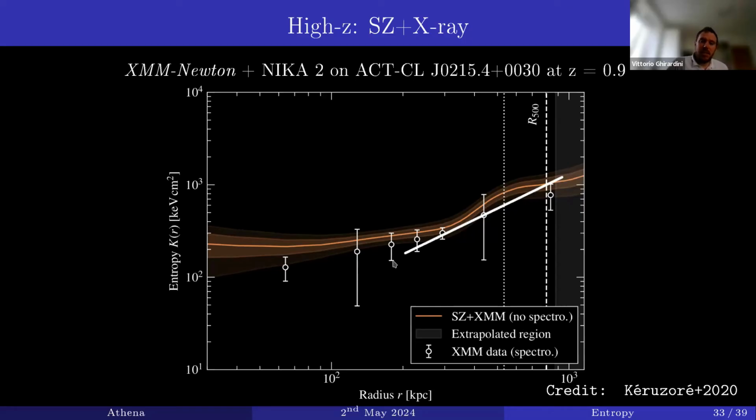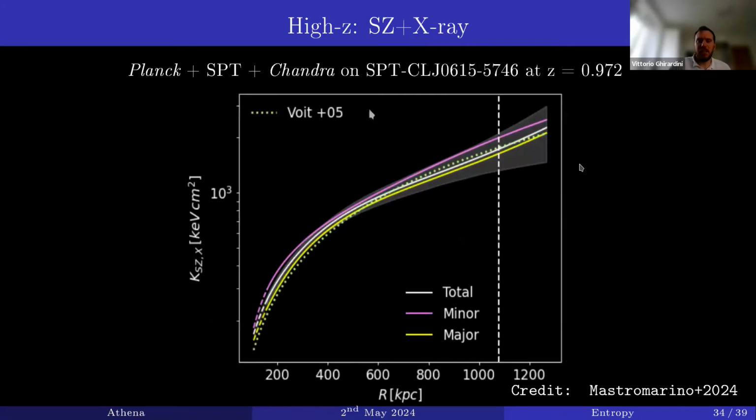And still, for this one case, it was only possible in this cluster at redshift of 0.9. You see that the entropy profile was measured quite well up to R500 and even a bit beyond, but still was following this self-similar prediction.